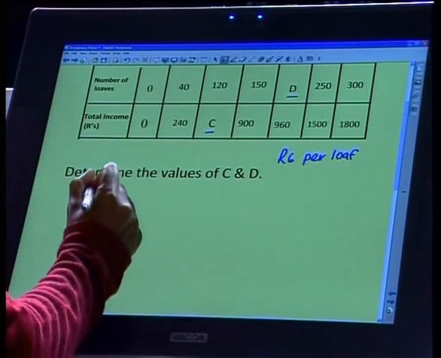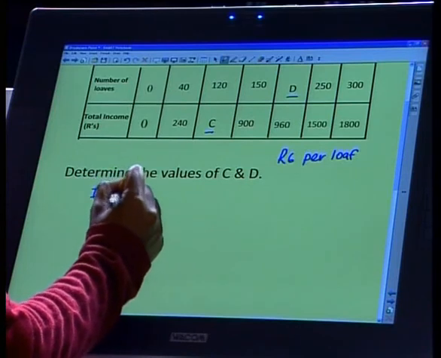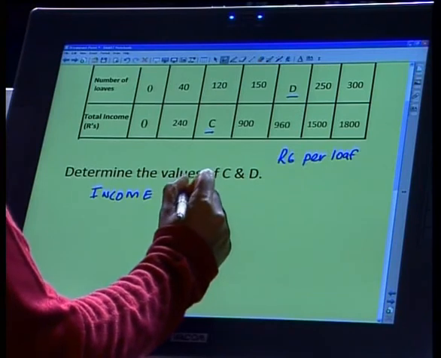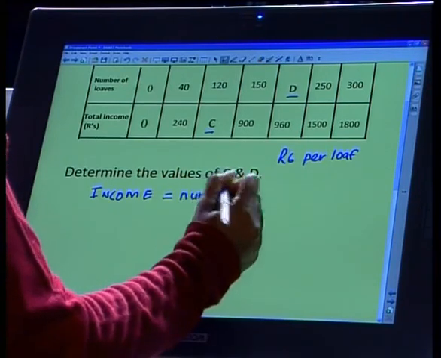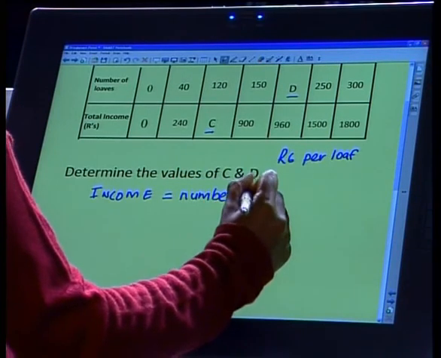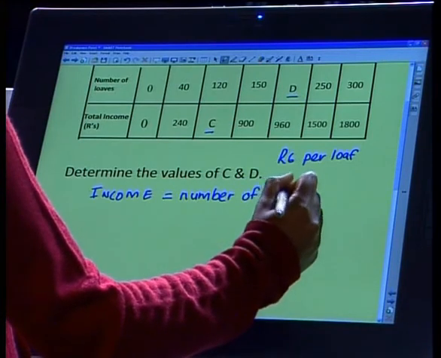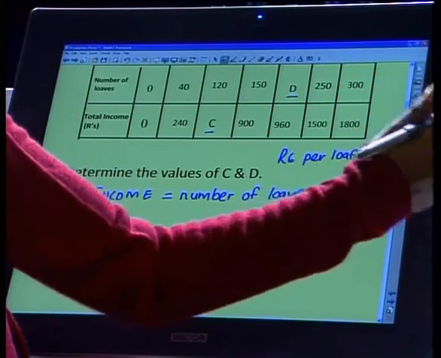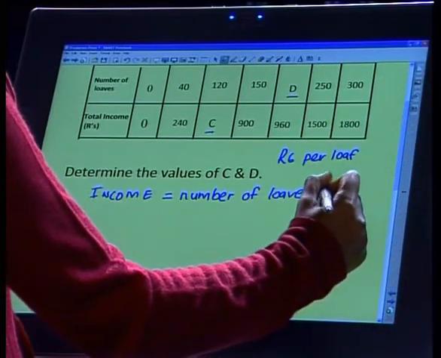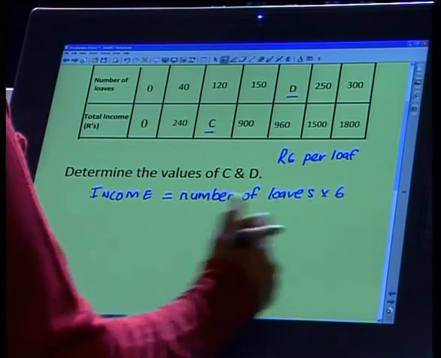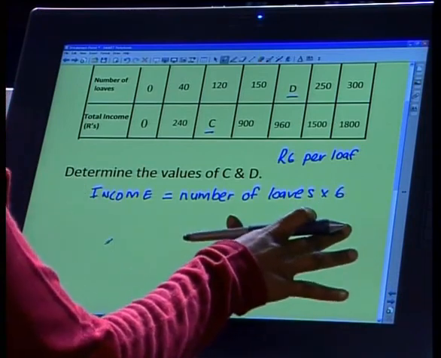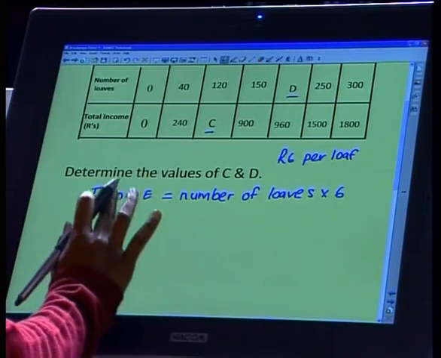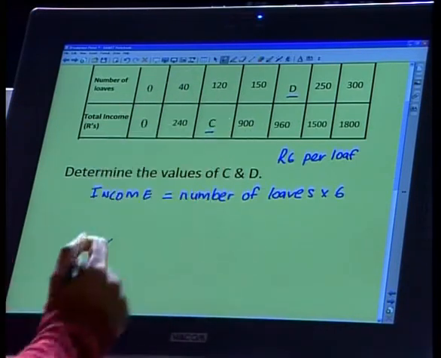So therefore, if I would like to work out their income, it's going to be equal to the number of loaves that they sell, times the selling price per loaf, which is R6, so times by 6. That is how I would determine the income they're going to get, depending on the number of loaves that they sell. So once we've got that formula down, now we can try to find the value of C.